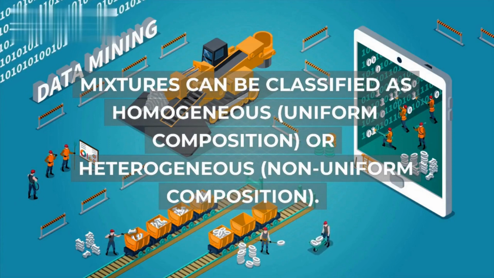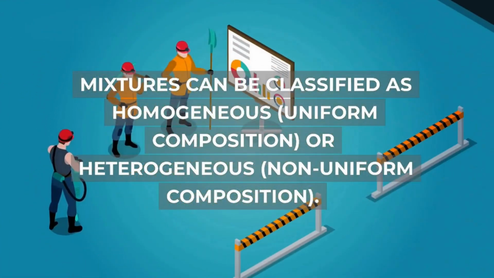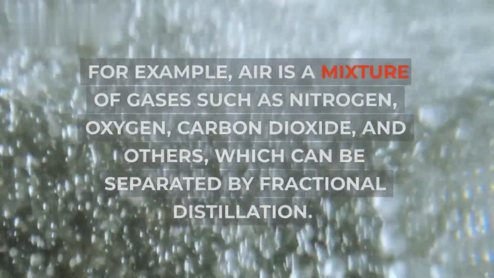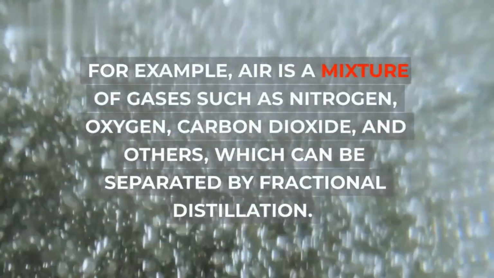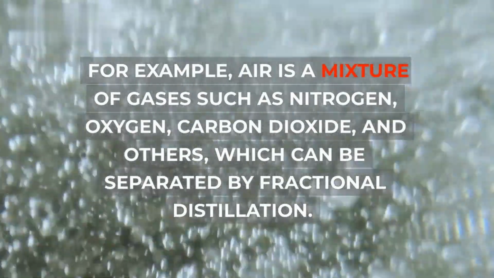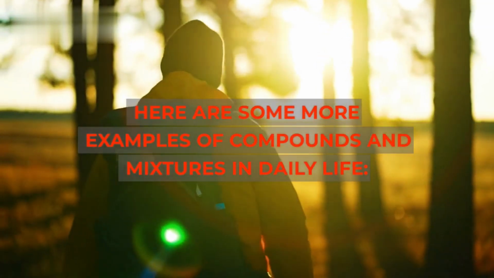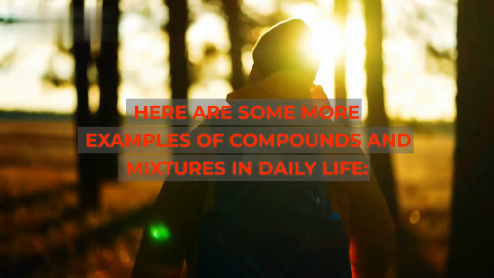Mixtures can be classified as homogeneous, uniform composition, or heterogeneous, non-uniform composition. For example, air is a mixture of gases such as nitrogen, oxygen, carbon dioxide, and others, which can be separated by fractional distillation. Here are some more examples of compounds and mixtures in daily life.